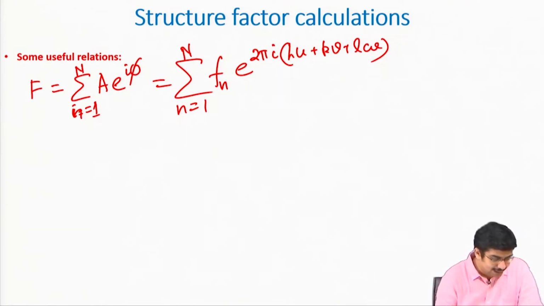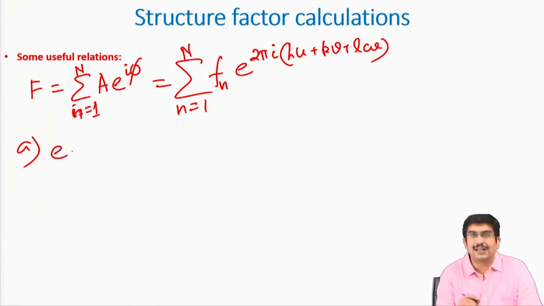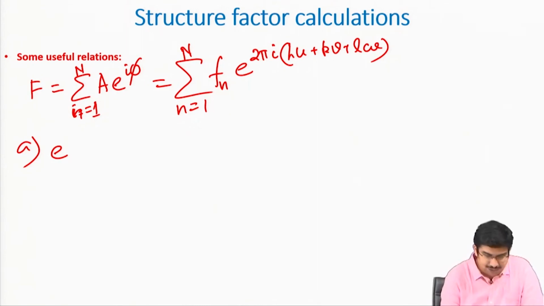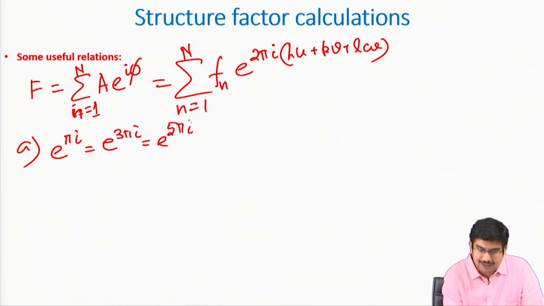So, we will write them here. Number 1: these are basically simple mathematics, nothing special, just simple complex number mathematics and power series expressions. If we have e raised to the power pi i, equals e raised to the power 3 pi i, equals e raised to the power 5 pi i, ultimately this all boils down to minus 1.